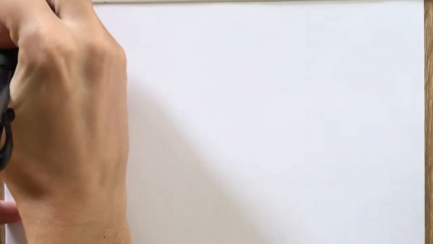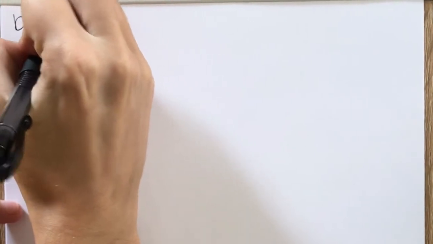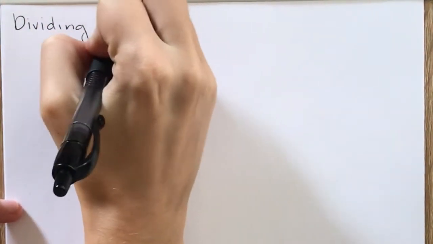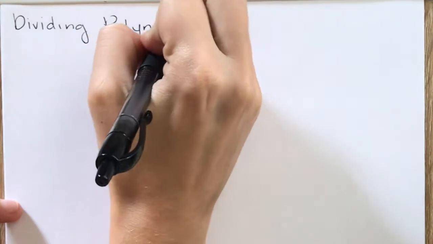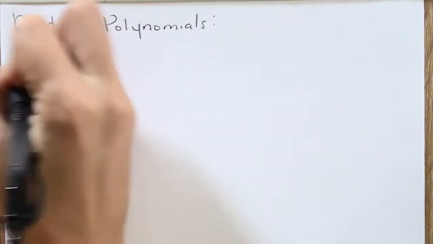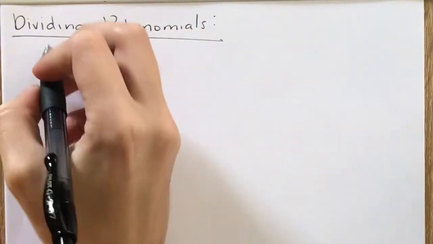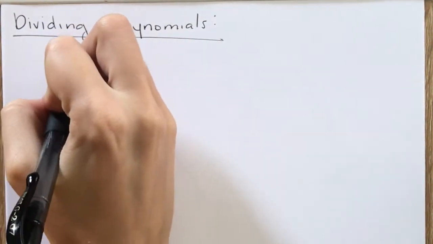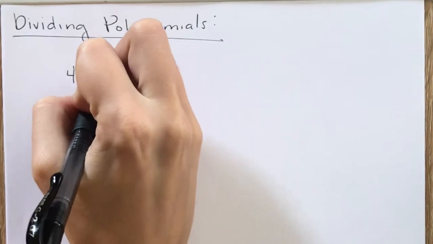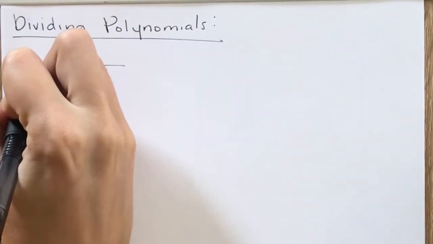Today we're talking about dividing polynomials. First of all, I'd like to do a quick review of dividing integers. So let's say we have something like 434 divided by 7.